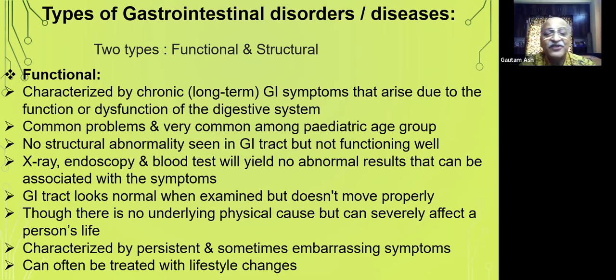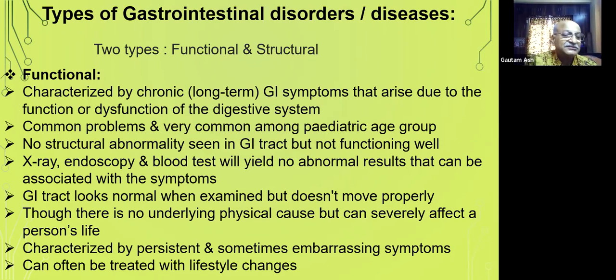Then common problems, very common among the pediatric age group. Functional changes are mostly common in the pediatric age group. There is no structural abnormality seen in the GI tract, but it is not functioning well. Though there are no structural changes, the tract is not functioning well. That is why the disease is produced and the symptoms or signs are coming. When we go for X-ray, endoscopy or any test, here it is written blood test. Even a stool test will not give any abnormal result that can be associated with this symptom.